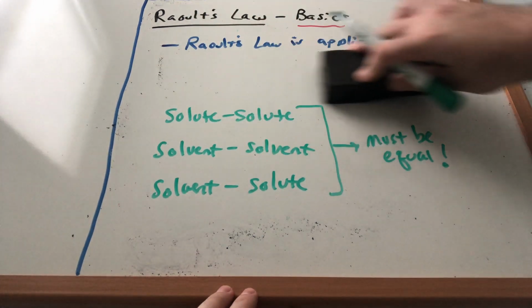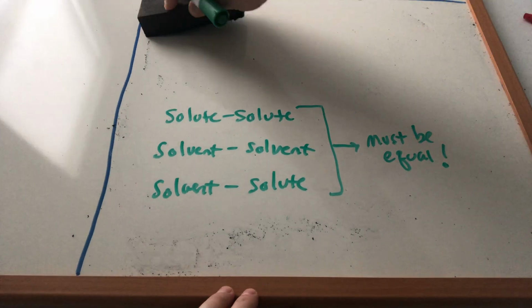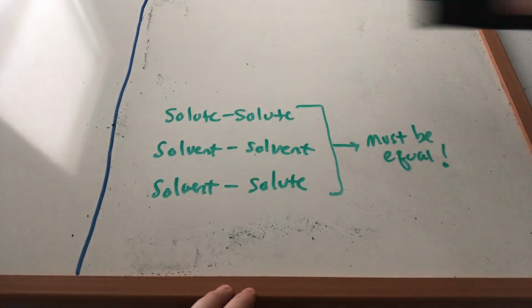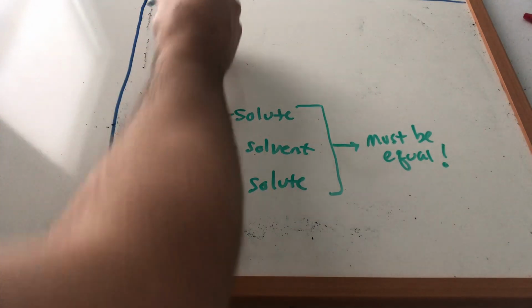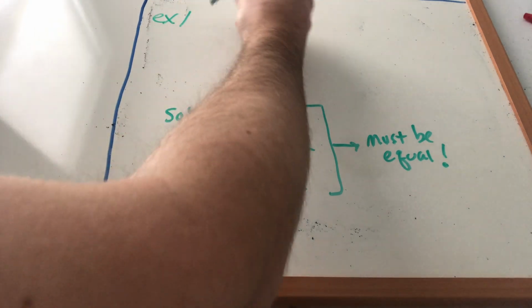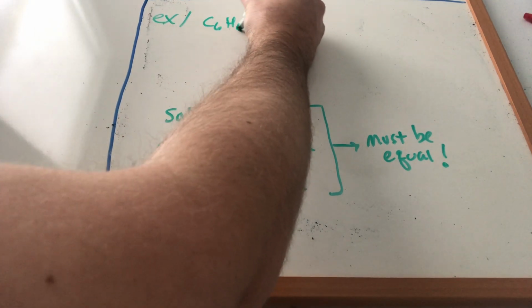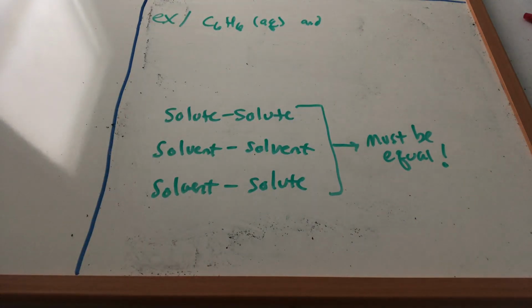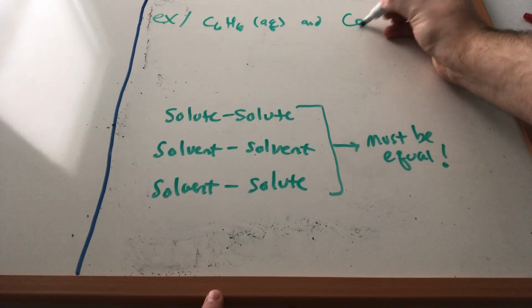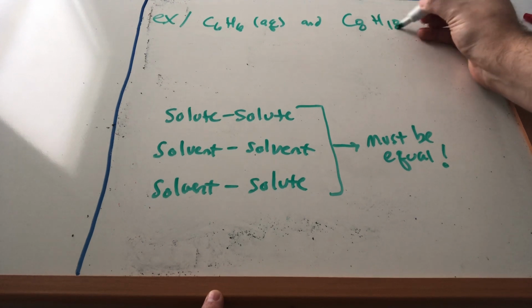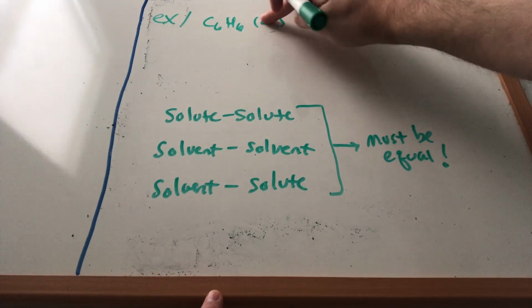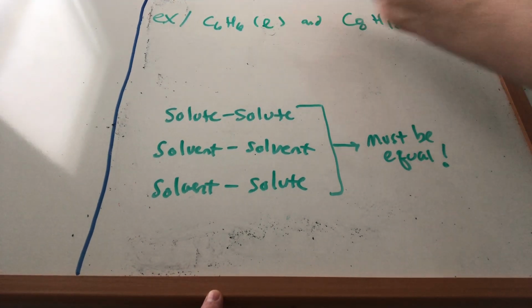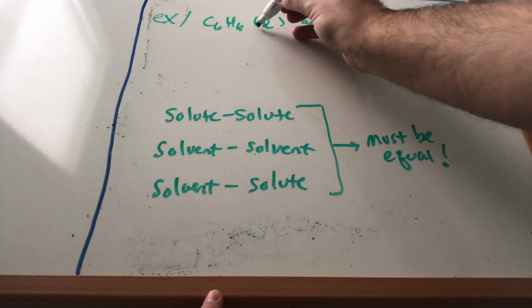Just a quick little example of an ideal solution. Think about non-polar things mixing together. I think your book has this example. What about C6H6, like benzene, and anything really, C8H18. Oh, not aqueous, sorry. Let's mix these two liquids together.